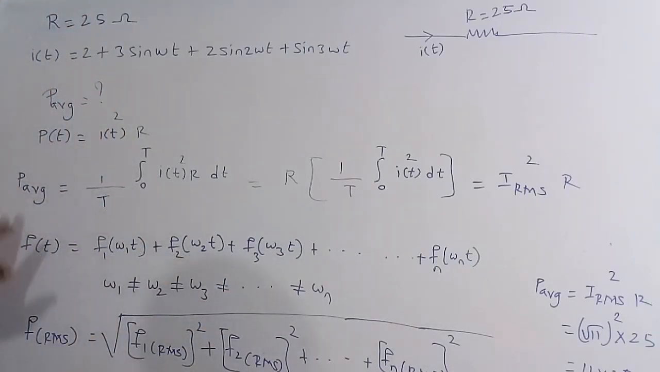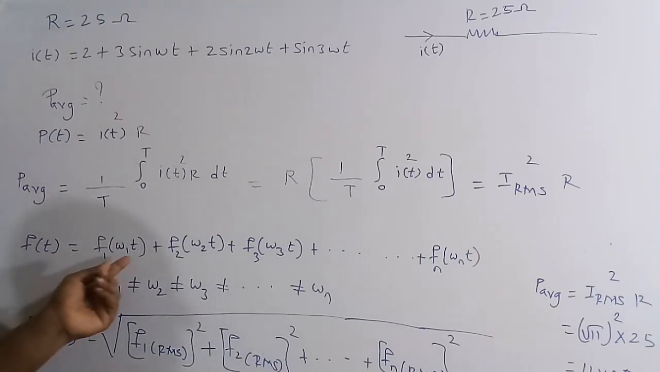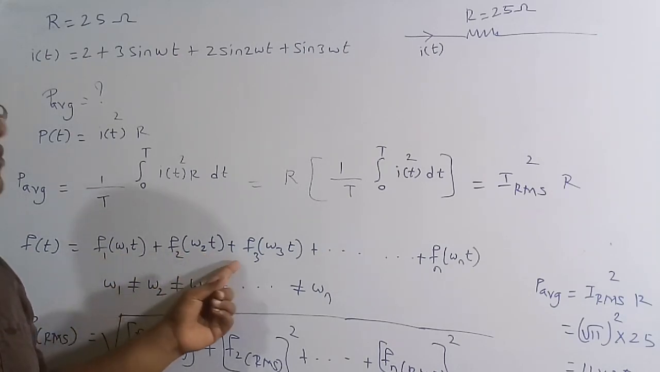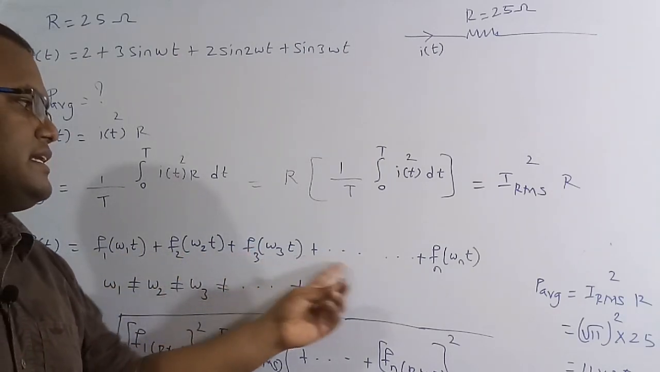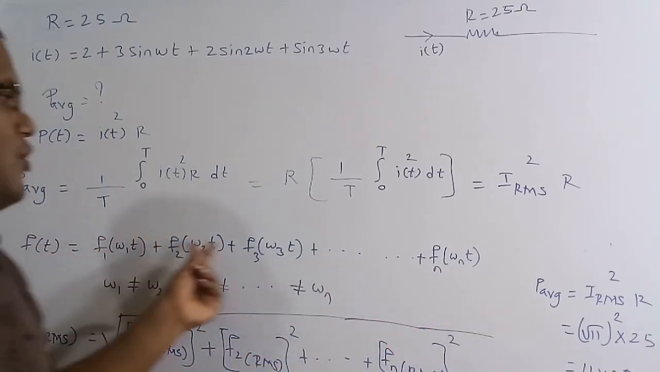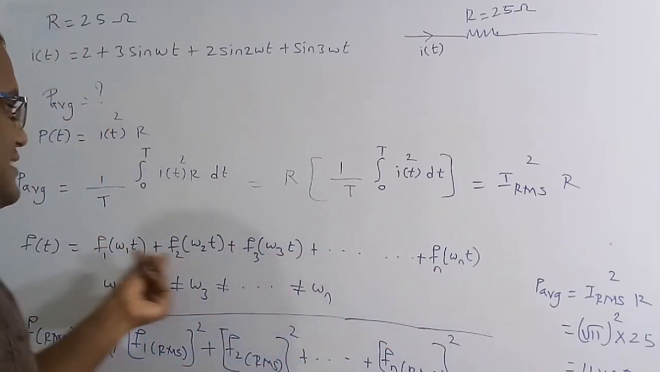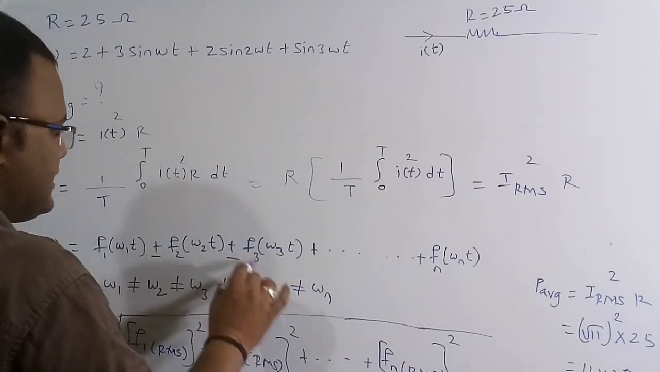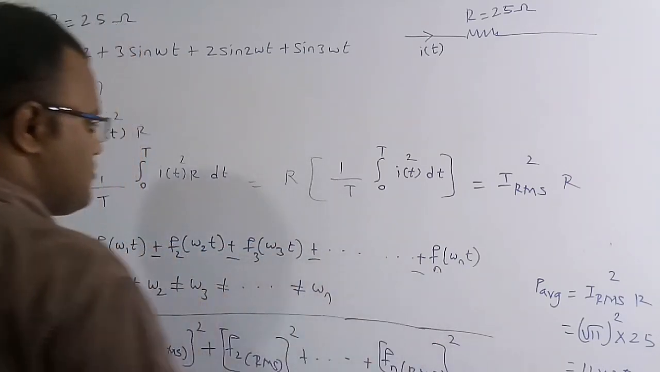We need to figure that out. So basically, let me tell a small formula here. Suppose f of t is equal to a summation like this: f1 of omega 1t plus f2 of omega 2t plus f3 of omega 3t, like this up to fn of omega nt. Suppose f of t is a summation of all these things, then what is going to happen? Whether it is plus or minus, you can include either there.